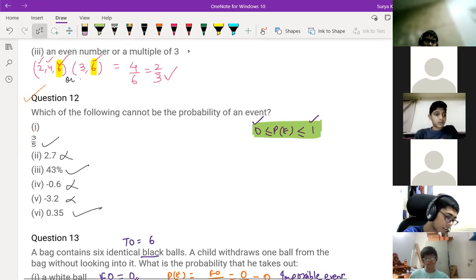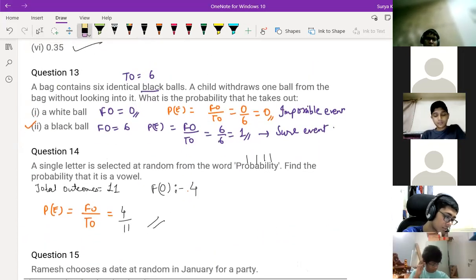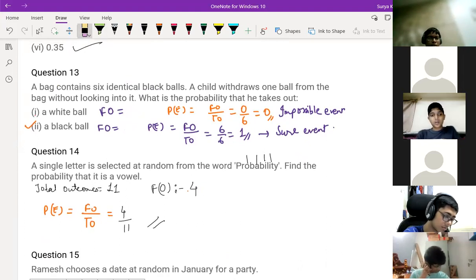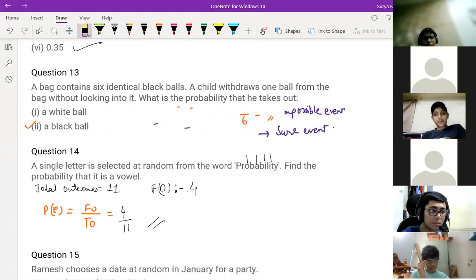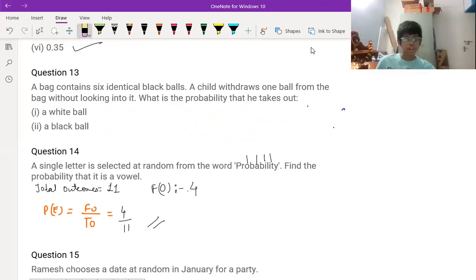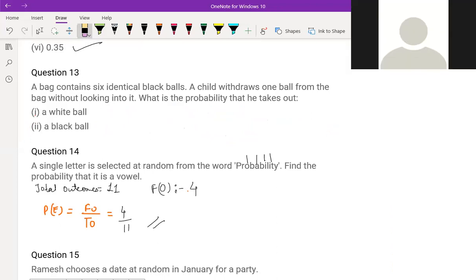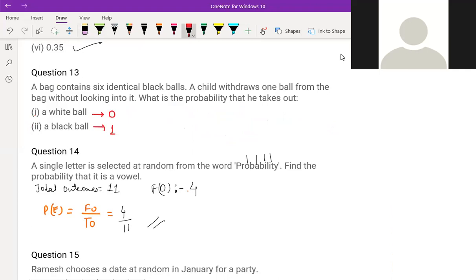Yes, sir. Okay. Last question of the day we are doing. This is a very easy question. Read the question and get the answer. Tell me the answer, children. The first one is 0. Second one is 1. 0 and 1. Yes, sir. So you're asking 13 or 14? 13th one. Okay, okay.